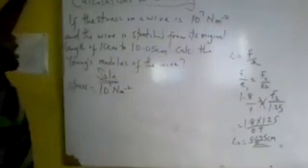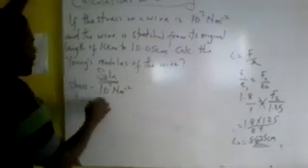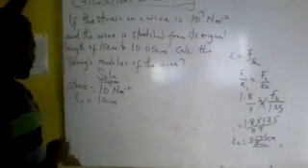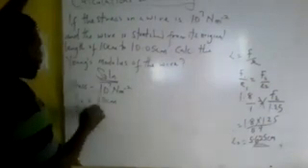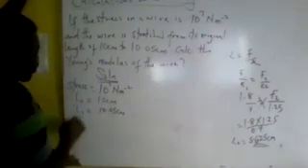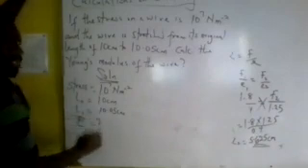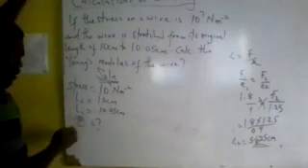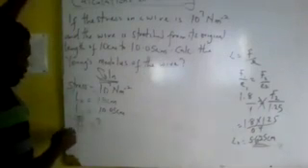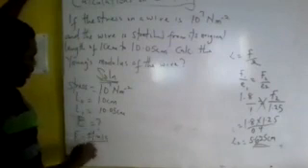And the wire is stretched from its original length. So L naught is 10 cm, while L1 is 10.05 cm. Now you are being asked to calculate Young's modulus, which is usually denoted with capital letter E. Now remember that your Young's modulus E is stress over strain. Now in this question, you are given stress.